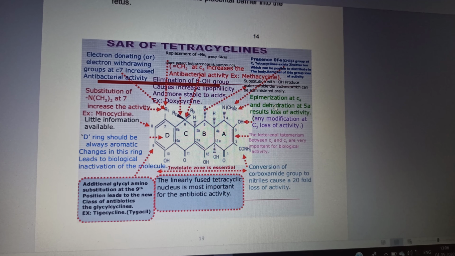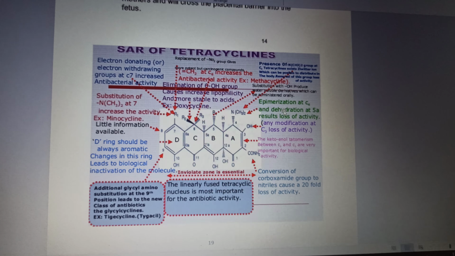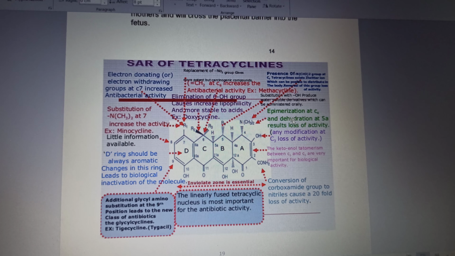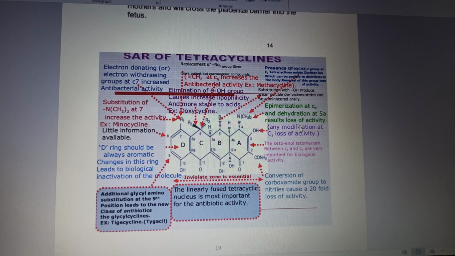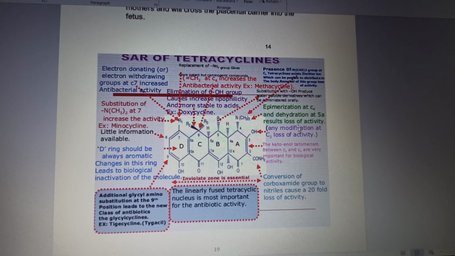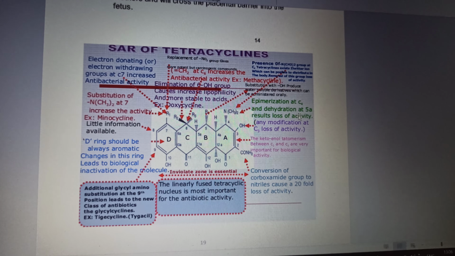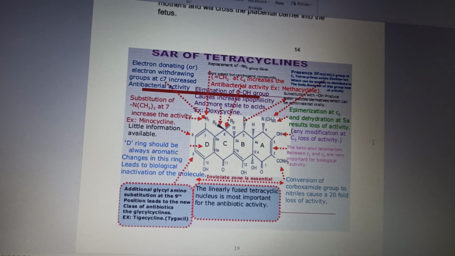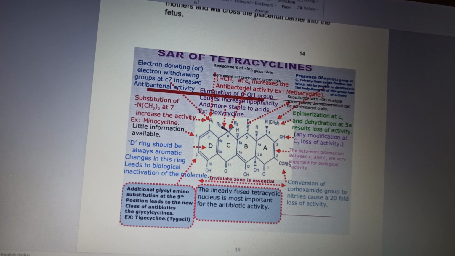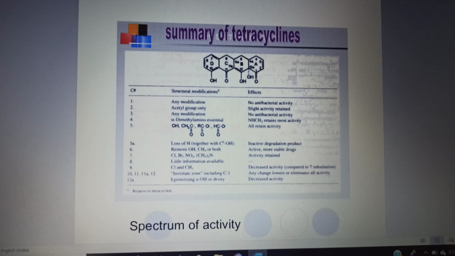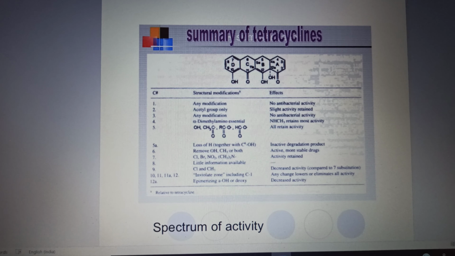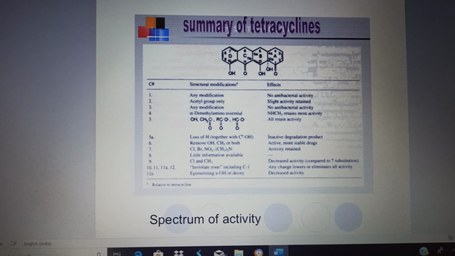Next point is the epimerization at C4 position and dehydration at C5 position result in the loss of activity. So this is the summarized SAR of tetracycline. Again, this is the summary of tetracycline SAR.